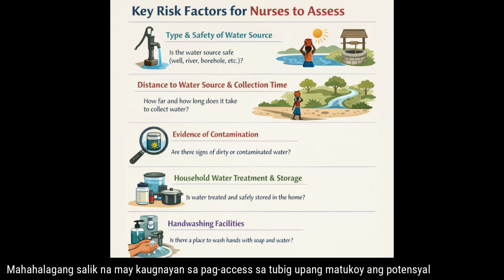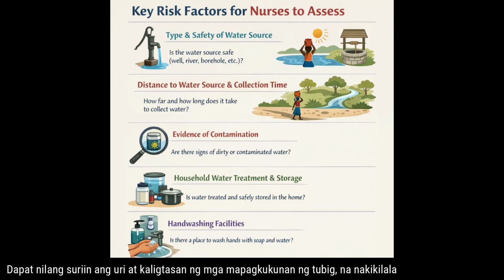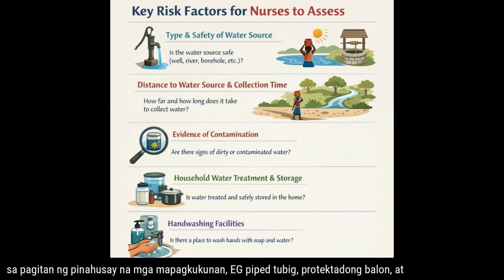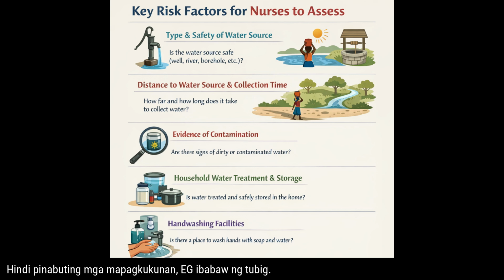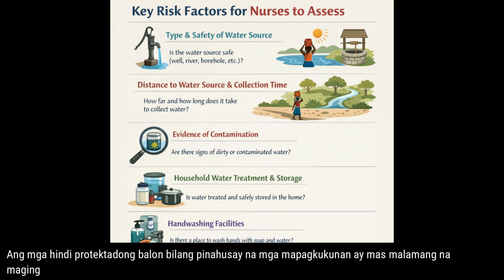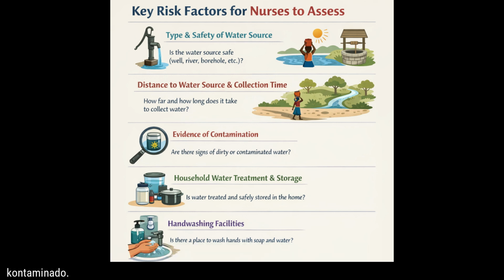Nurses conducting community health assessments should evaluate important factors related to water access to identify potential health threats. They should assess the type and safety of water sources, distinguishing between improved sources, e.g. piped water, protected wells, and unimproved sources, e.g. surface water, unprotected wells, as improved sources are less likely to be contaminated.